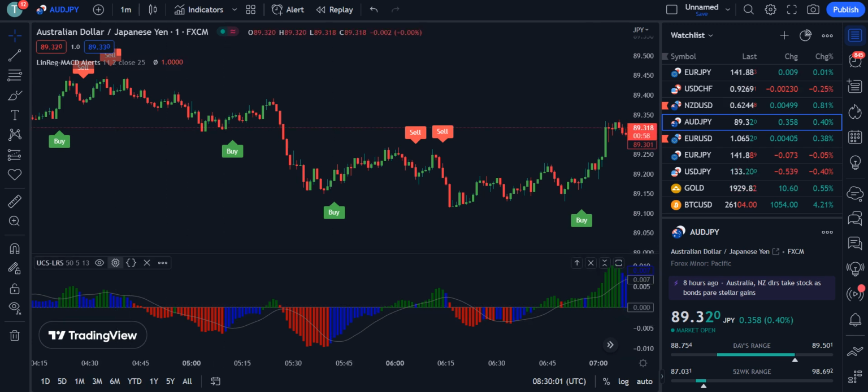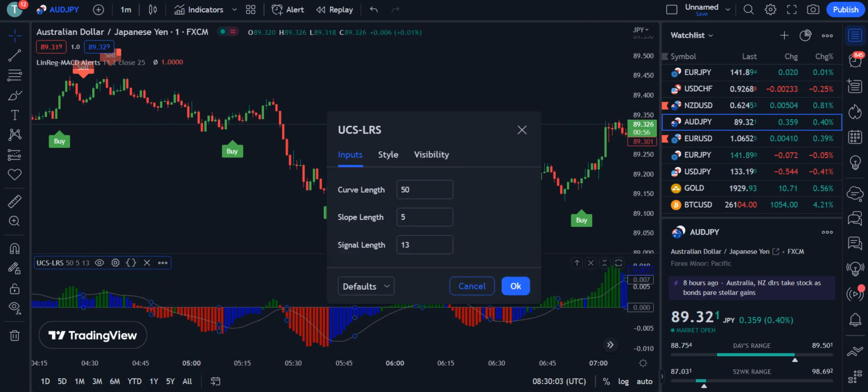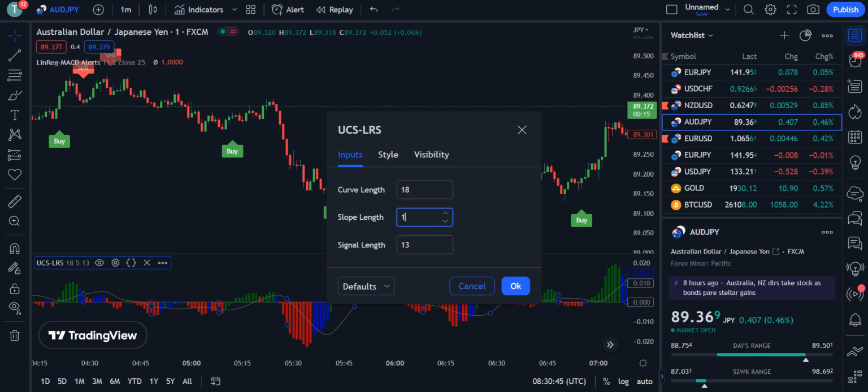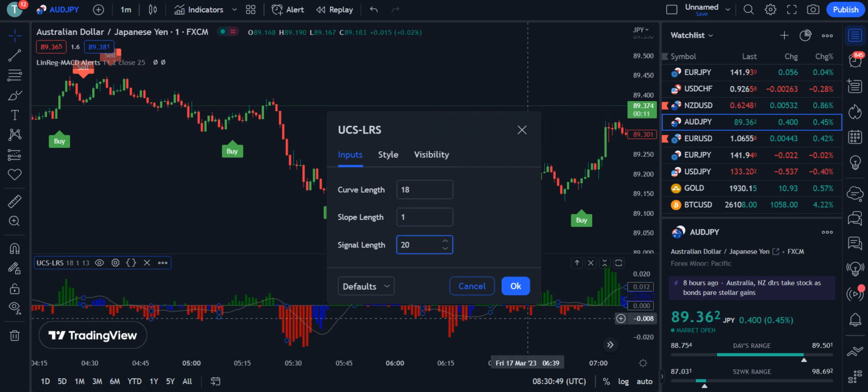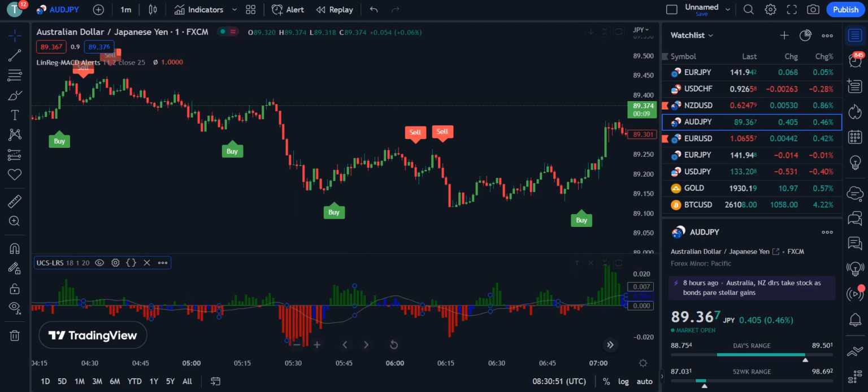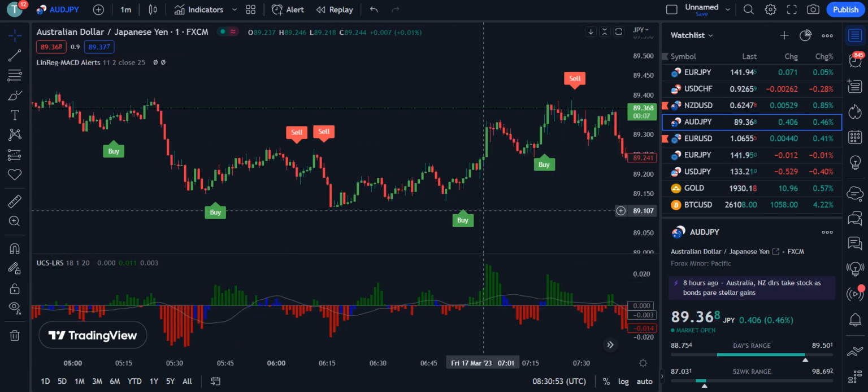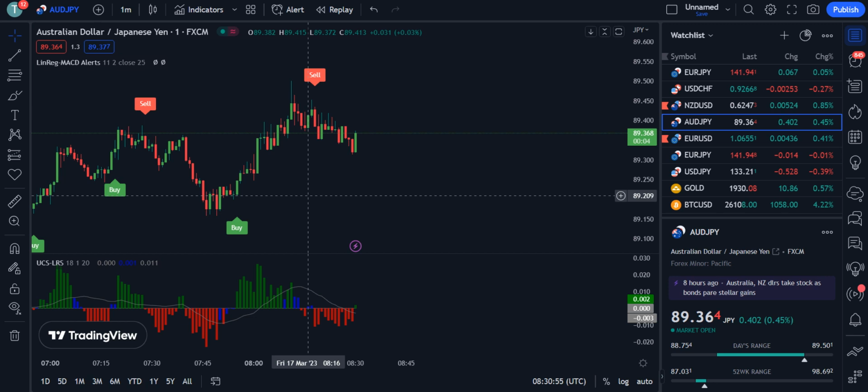Here we will go into the settings tab and we have to change a few things. We will change its curve length from 50 to 18. We will change its slope length from 5 to 1. And we will also change its signal length from 13 to 20. Click OK. And now our chart is ready according to our requirement.